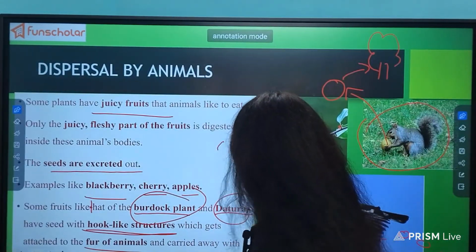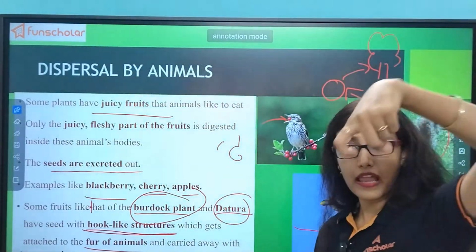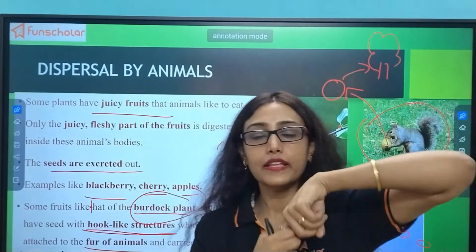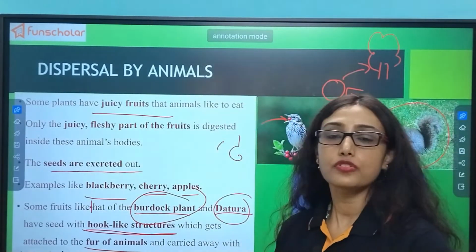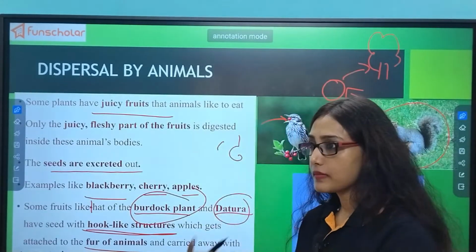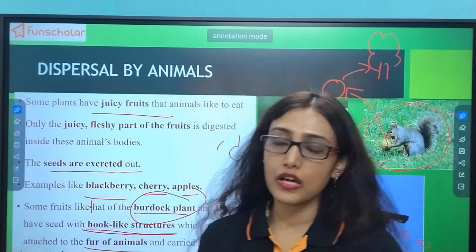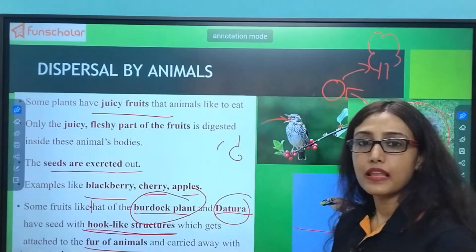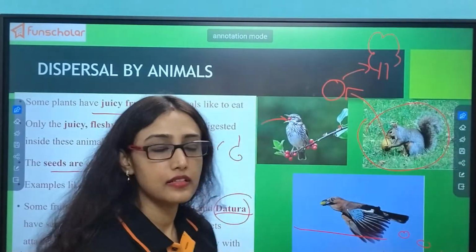A hook looks like this, right? So it has a hook-like structure. So when the animal comes near the plant to eat the fruits or the leaves, these fruits get stuck to the body of the animal and are carried from one place to another.